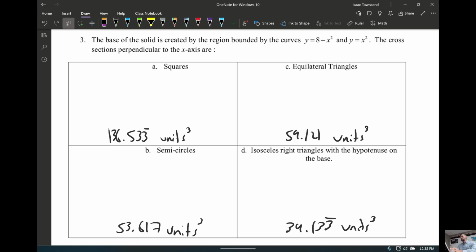Yeah, definitely. When you're doing volumes of rotation, you're always integrating the area of the cross section. When you're rotating something like these, it always creates an infinite number of slices. So these are always discs. If it's a different shape, it's one of those.